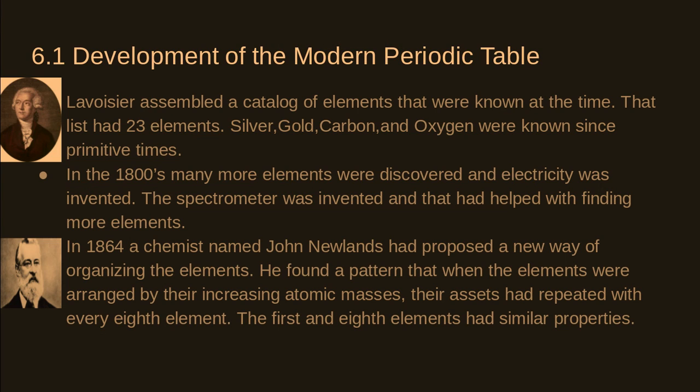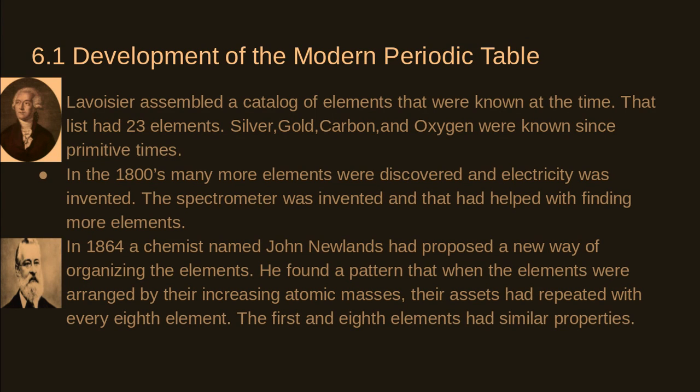Lavoisier assembled a catalog of elements that were known at the time, and it had 23 elements. In the 1800s, more elements were discovered, and electricity was invented. The spectrometer was invented, and that helped with finding more elements.